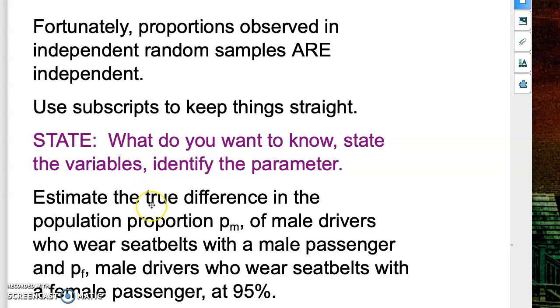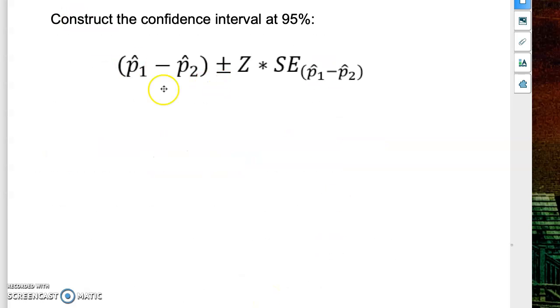We want to estimate the true difference in the population proportion, PM, of male drivers who wear seatbelts with a male passenger, and PF, male drivers who wear seatbelts with a female passenger. And we want to do that at a 95% confidence level. Here's the formula for constructing a confidence interval, just in case you forgot.